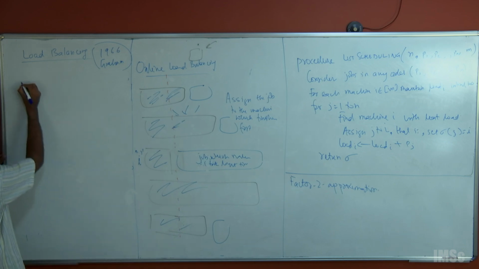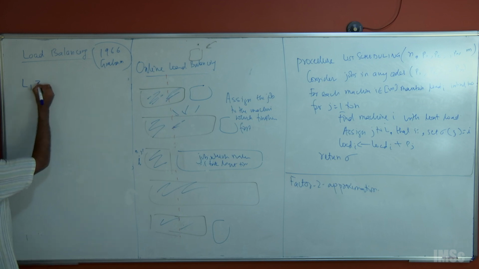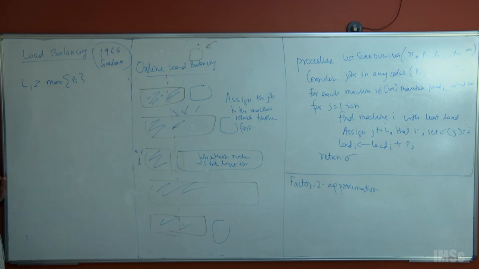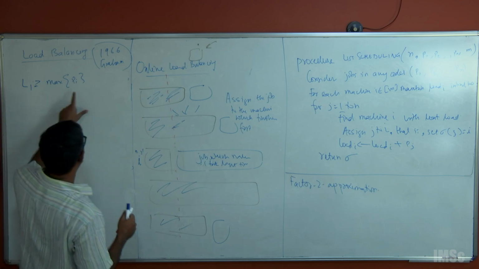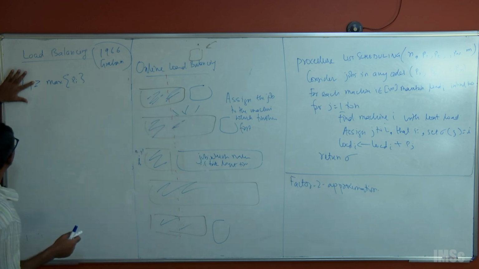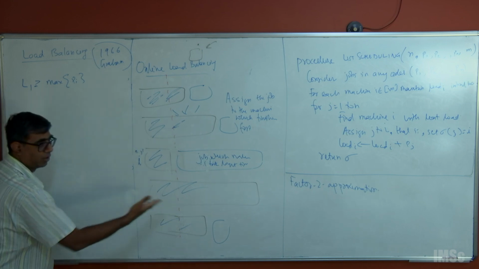So what is the first basic lower bound? L1. Definitely this algorithm will take at least this much. Can you say one number? L1 is the max of p_i. Whatever happened, any optimum solution, OPT, will take at least the max of these times. Is that fine? Because you will assign that individual job to someone, no?